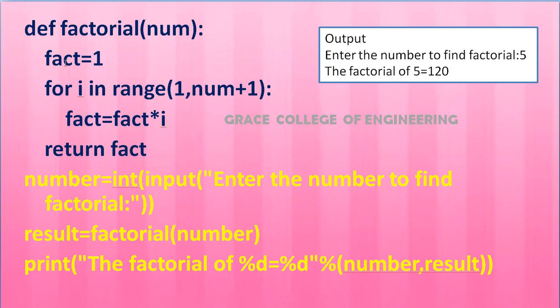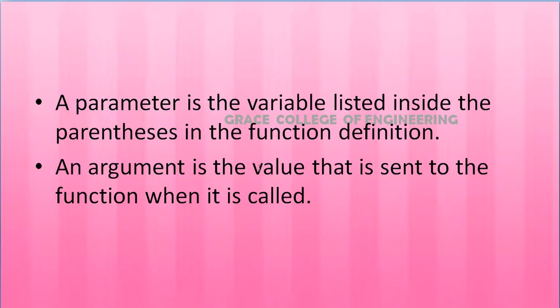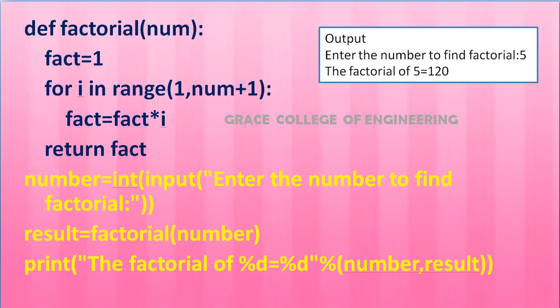Before this, you want to know what a parameter is. A parameter is a variable which is listed inside the parentheses in the function definition. This is a function definition, and here num is called the parameter. So initialize the value, that is, fact is equal to 1. It is assigned as 1.